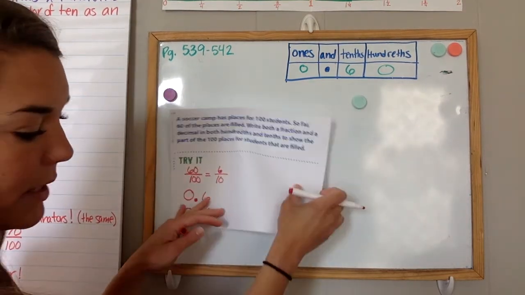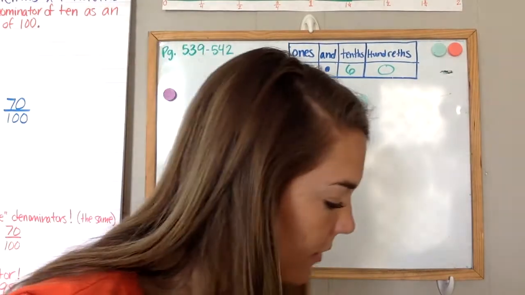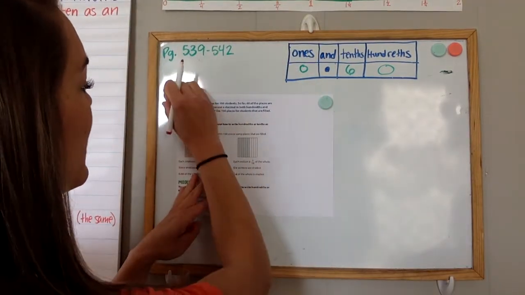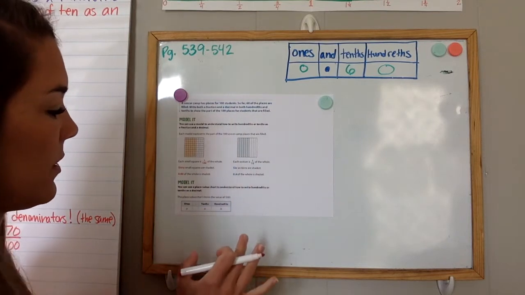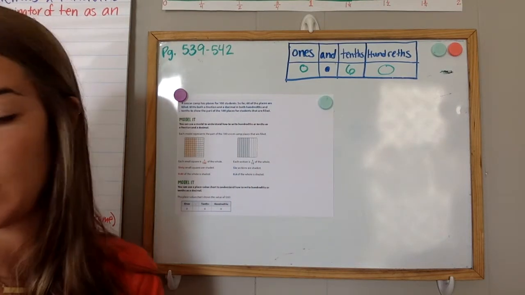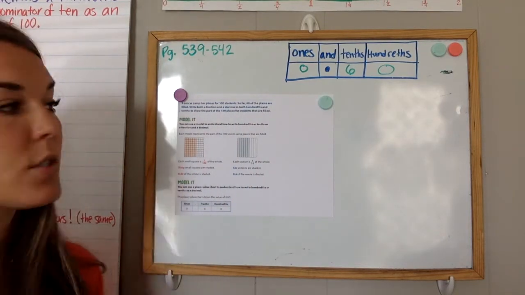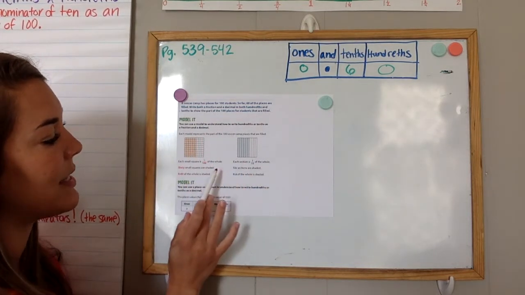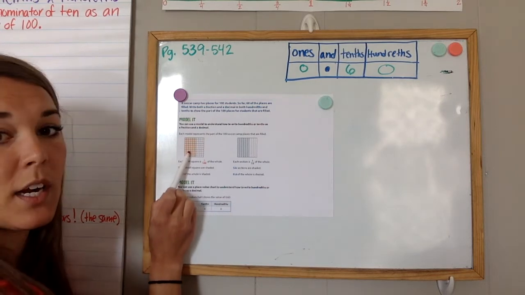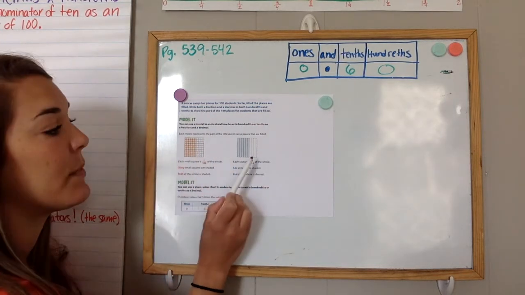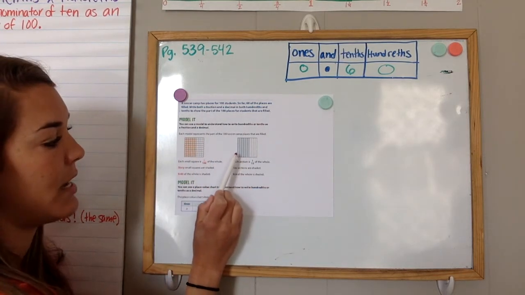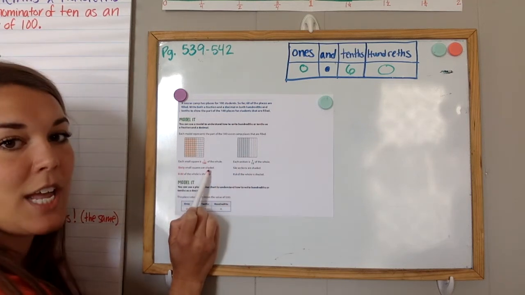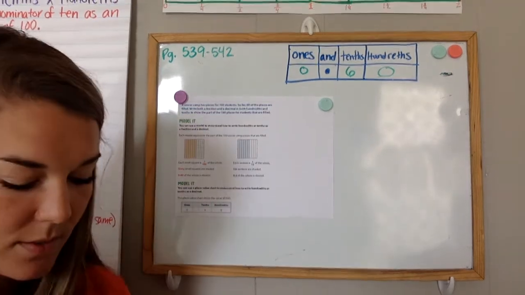Let's take a look at the next page, 540. This is the same problem, and it's just explaining it a little bit, breaking it down. It says you can represent the model as the places that are filled. It shows you here, this is it in hundredths, this is it in tenths. So it's showing you in hundredths, 60 of the squares are shaded.